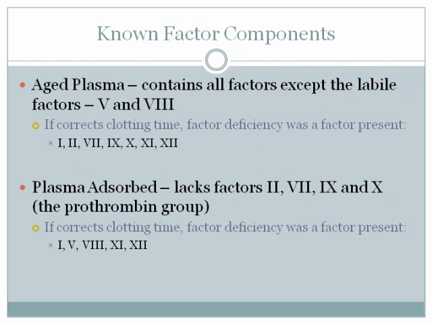And then aged plasma has everything except for 5 and 8. So I just remember that it does not have 5 and 8. So it has everything but 5 and 8. And then adsorbed plasma lacks the prothrombin group, which again is 2, 7, 9, and 10. You have to memorize that prothrombin group anyways. You might as well memorize that adsorbed plasma is missing it. And so it has everything else.